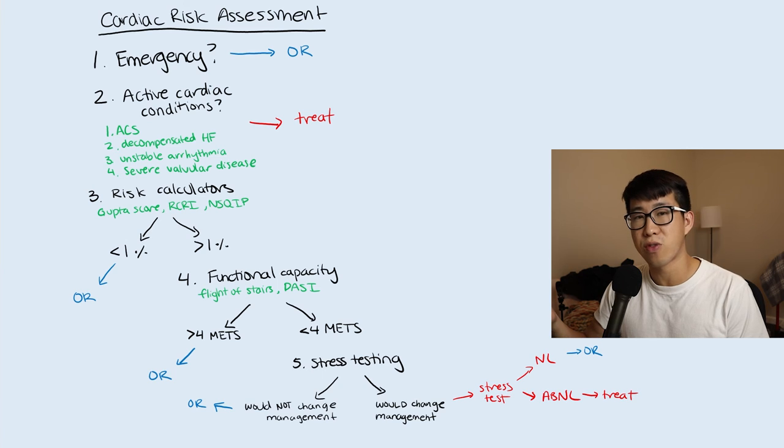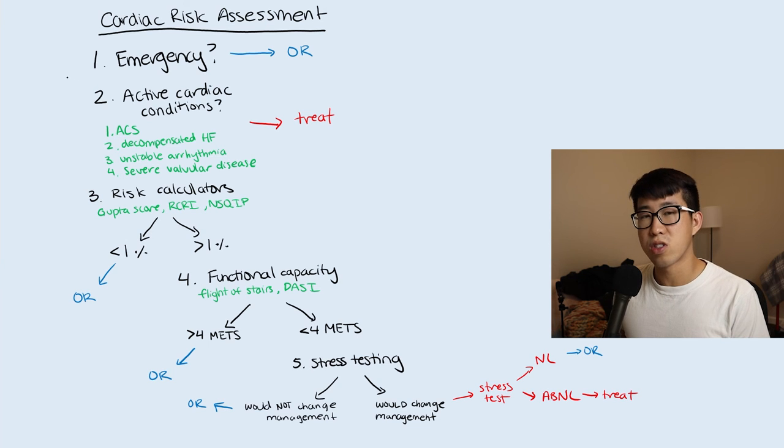All right, and that's it for the full algorithm of cardiac risk assessment. And once you do this several times, it becomes very easy and it's going to become very simple for you to do. It's really not that big of a thing. So if it's an emergency surgery, then go straight to the OR. Do they have any active cardiac conditions? If they do, then treat it. If not, then calculate the risk calculators.